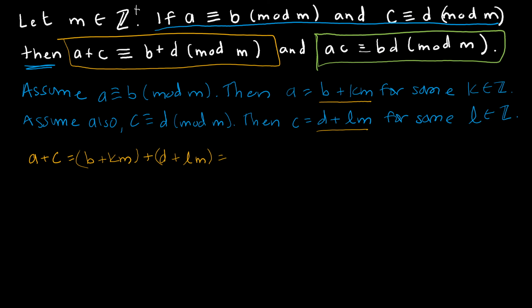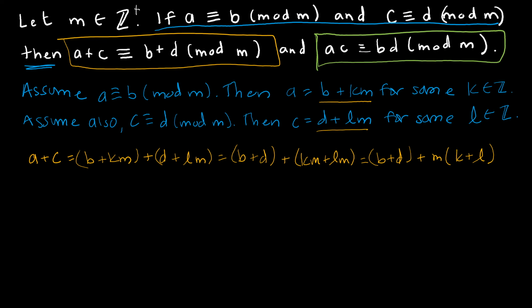From here, I'm going to just do some rearranging. I'm going to use both the associative and commutative properties, and I'm not going to write down each step. I'm just telling you the steps as I go. I'm going to use both the commutative and associative properties to rewrite this as B plus D plus Km plus Lm. And then by the distributive property, I'm going to call that B plus D plus M times (K plus L).